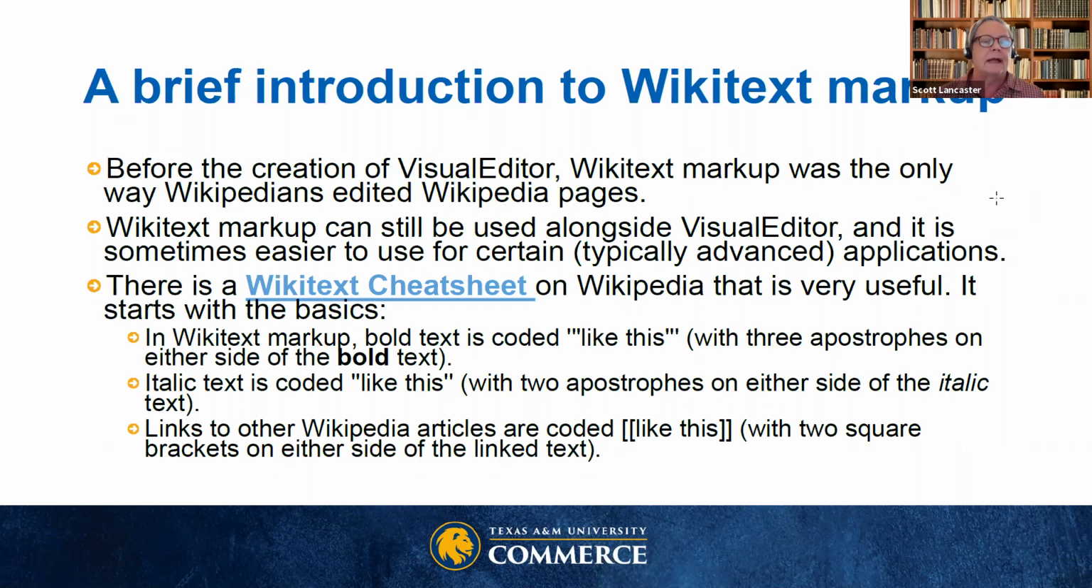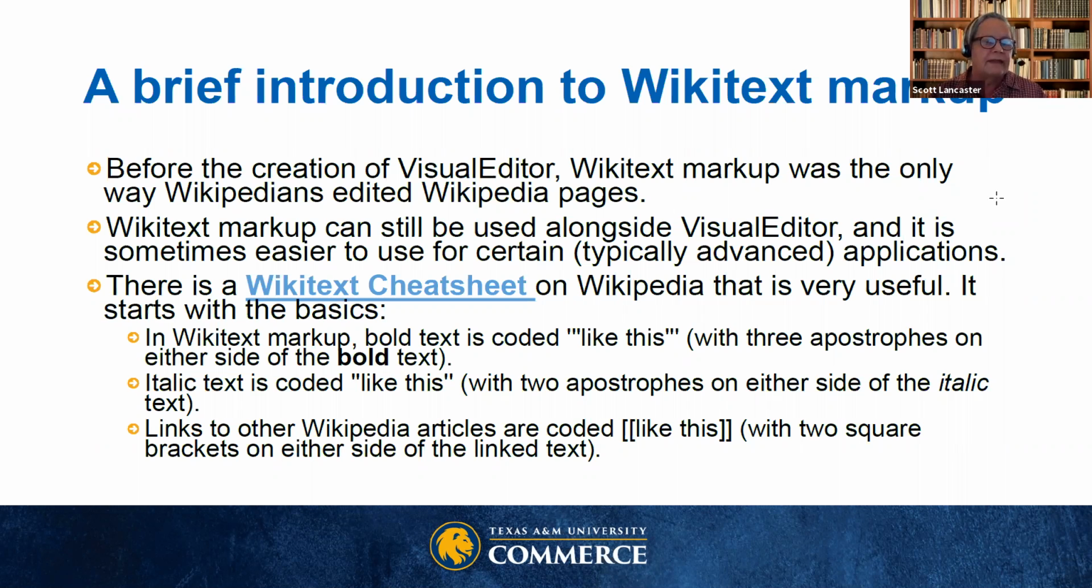It's a markup language, which means if you want to bold text, as you see in the example I have, bold text is coded like this, and it's got 3 single apostrophes on either side of the bold text, whereas italic has just 2 apostrophes on each side. And if you want to make a link, then you put 2 square brackets on either side of whatever you want the link to go to.